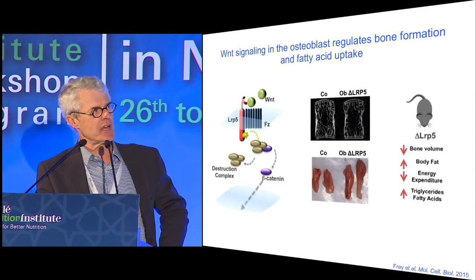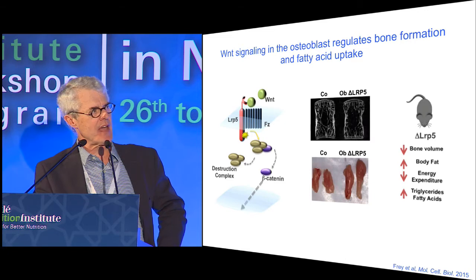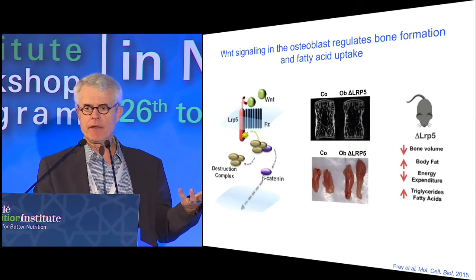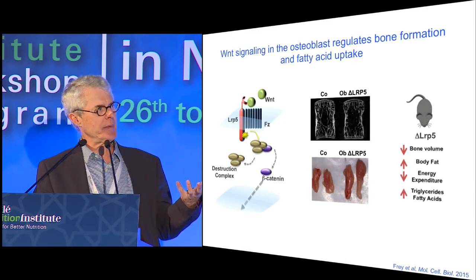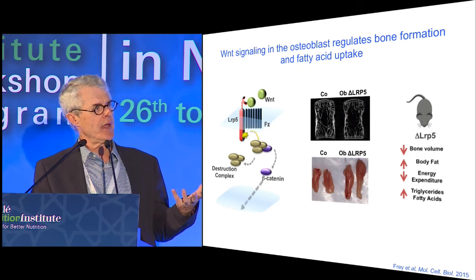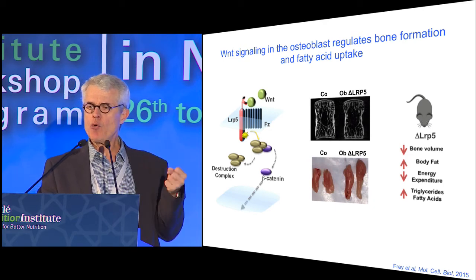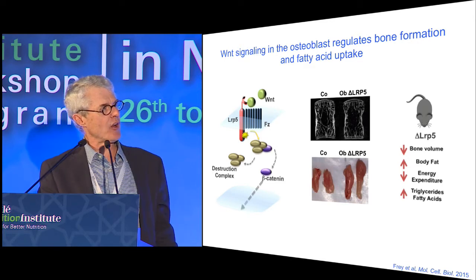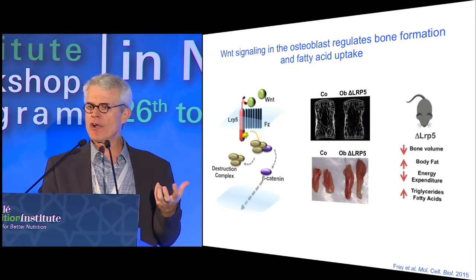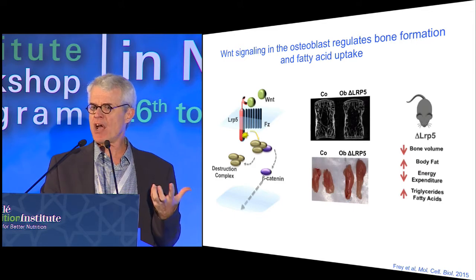We kind of knew that, but these mice also became fat. Here are the fat pads. Again, a shift in body composition, presumably because you've knocked out a pathway. Well, he went on to show, and I'm not going to show you all the details, that this co-receptor for the Wnt signaling pathway, LRP5, is absolutely critical for taking up fatty acids in osteoblasts.